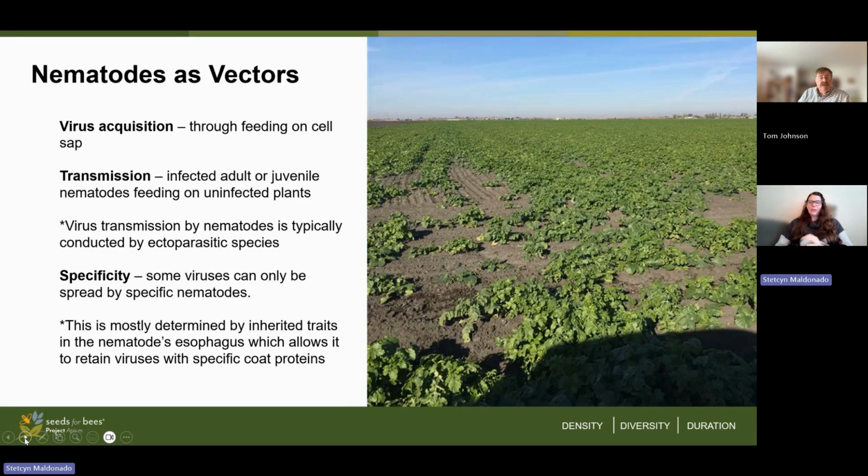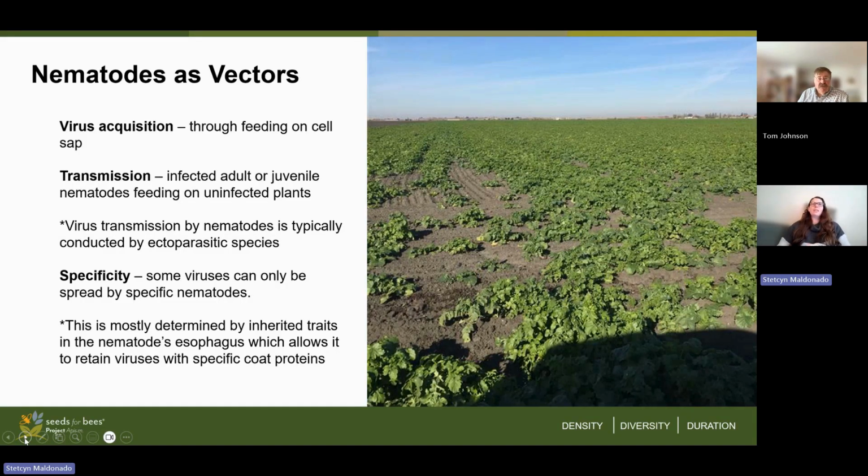So nematodes can also spread viruses. Virus acquisition typically occurs through feeding on an infected cell. And then an infected adult or juvenile will take that and spread it to a new plant with a new feeding wound. So I would say this is primarily coming from your ectoparasites, though I would think that juveniles of endoparasites could also spread these around, depending on the species. Virus transmission by nematodes is typical.